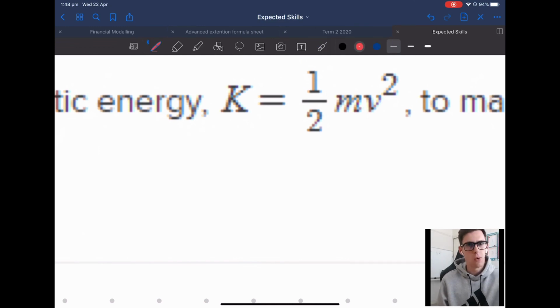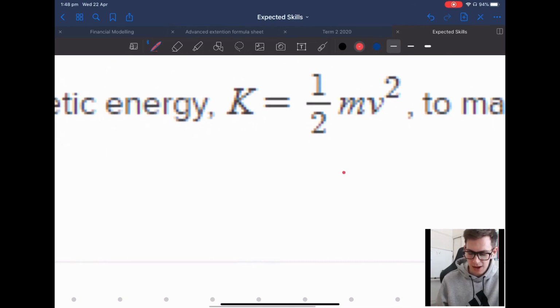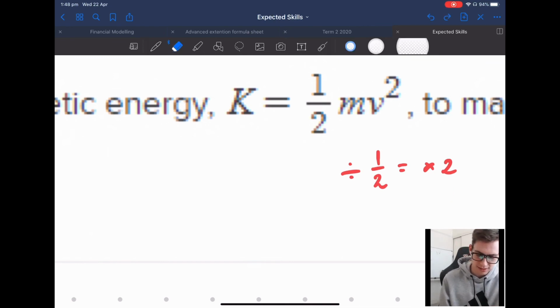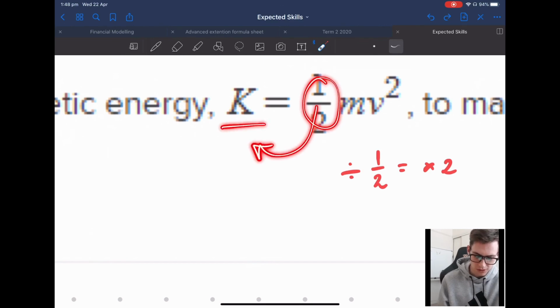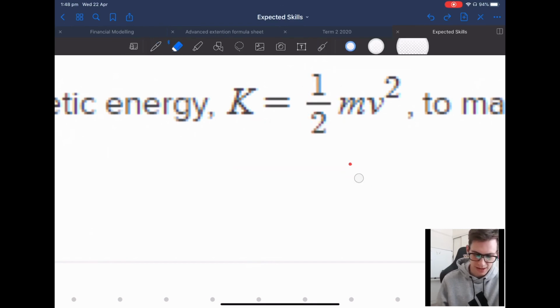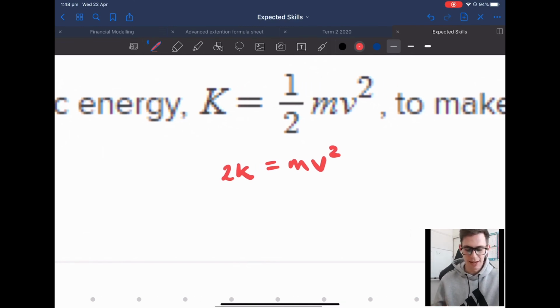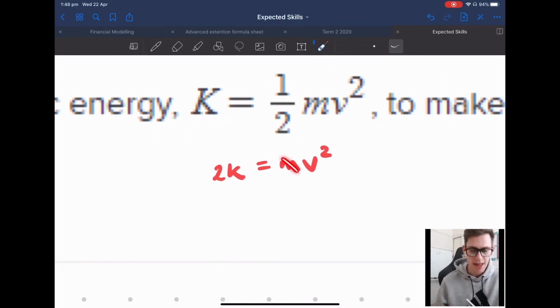I'm going to get rid of the fraction first, that 1 over 2. Remember that when I divide by a fraction, that is the same thing as timesing by the reciprocal, which is 2 over 1, or just 2. So if I'm dividing this 1/2 across to the other side, that is the same thing as saying that's K times 2, or 2K equals mv squared. Now to get v squared on its own, all I have to do is get rid of that m. That m is timesing by the v squared, so I'm just going to divide by that m.